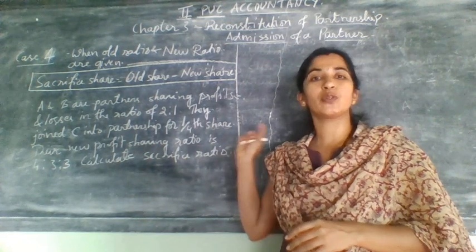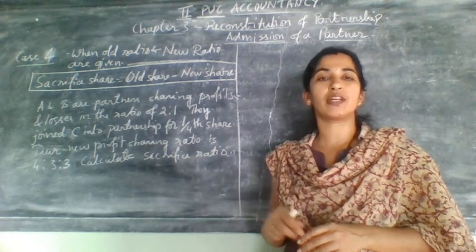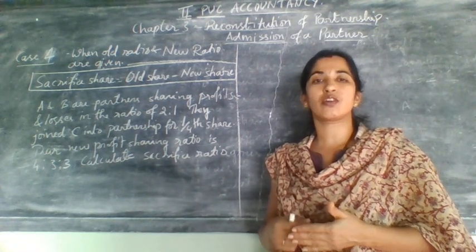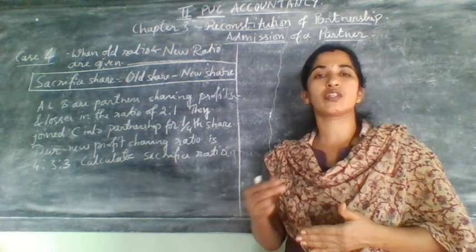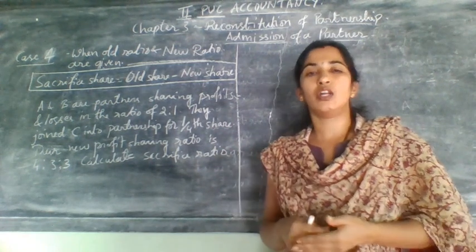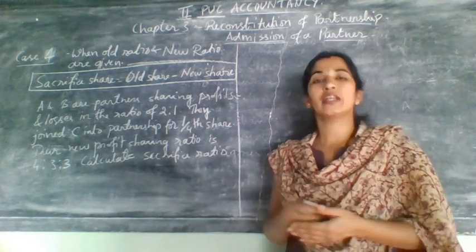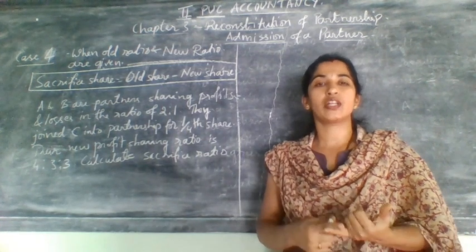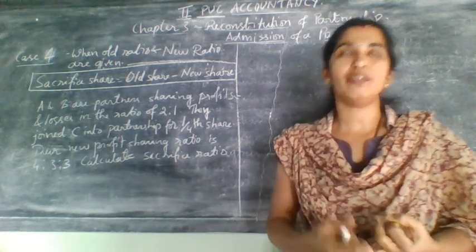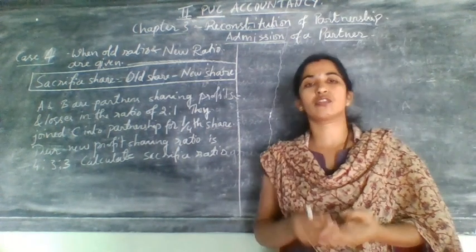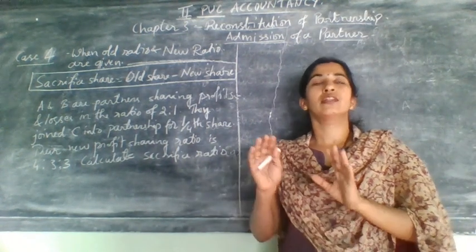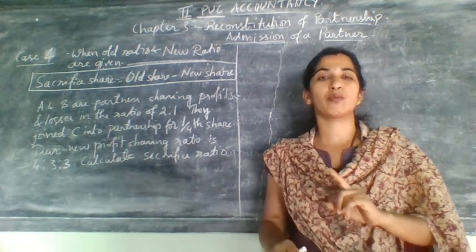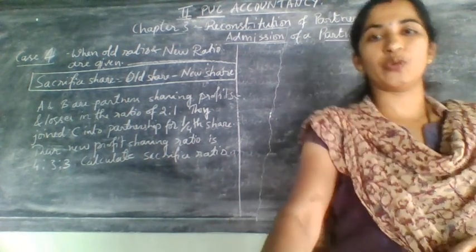Before that, those problems whatever I have done in the previous class, the first 2 cases you don't need, but from the third case onwards copy those problems in your notebook. And now case 4. Here in this case, they will give you the old ratio and the new ratio. If they have given the new partner share also, no issues at all. But the main things we want here are 2: one is old ratio and one more is new ratio.